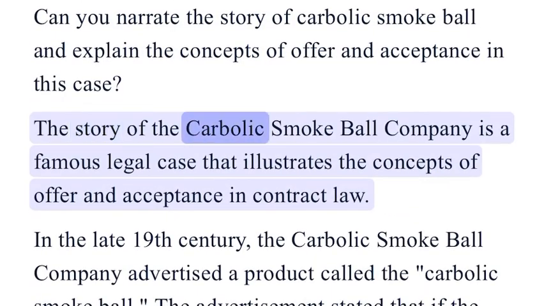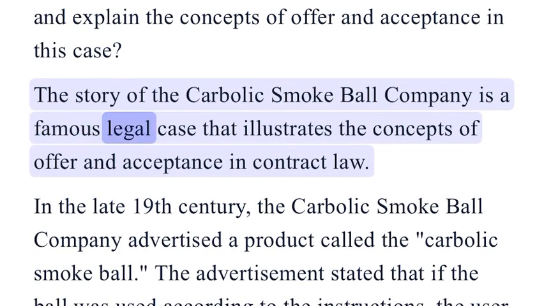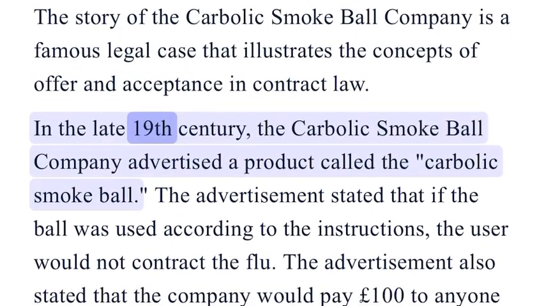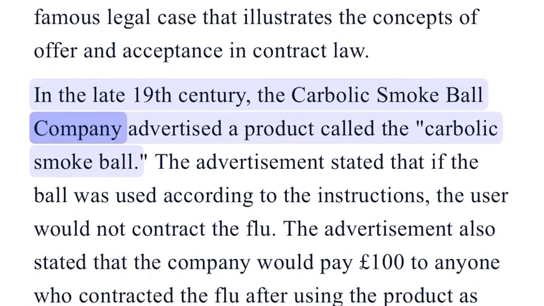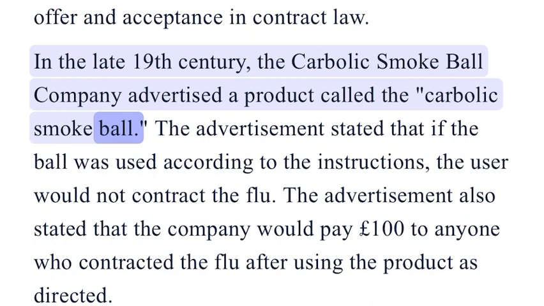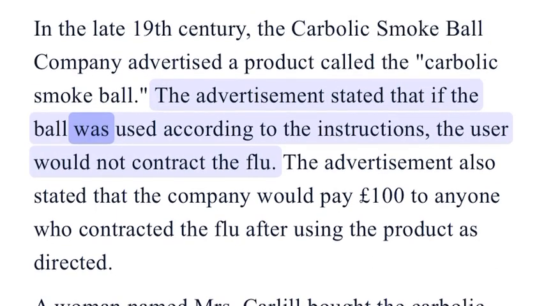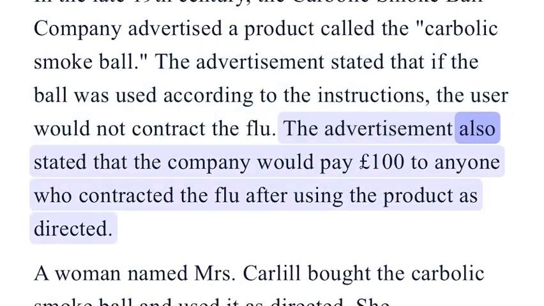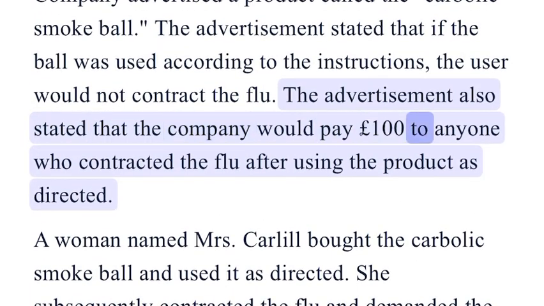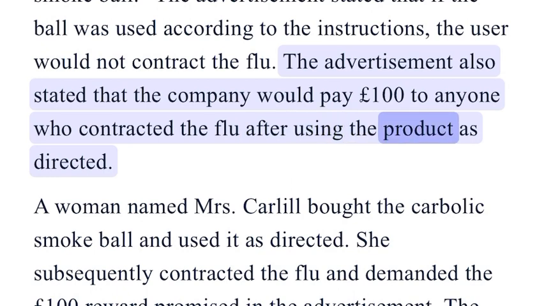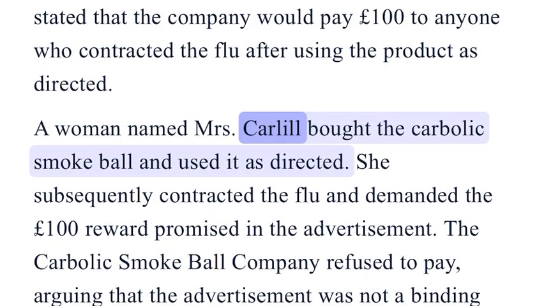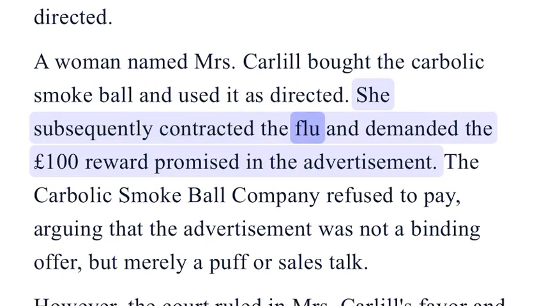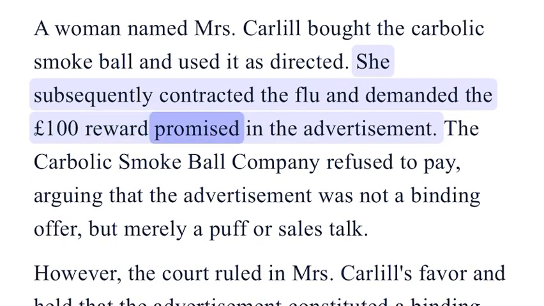The story of the Carbolic Smoke Ball Company is a famous legal case that illustrates the concepts of offer and acceptance in contract law. In the late 19th century, the Carbolic Smoke Ball Company advertised a product called the Carbolic Smoke Ball. The advertisement stated that if the ball was used according to the instructions, the user would not contract the flu. The advertisement also stated that the company would pay £100 to anyone who contracted the flu after using the product as directed. A woman named Mrs. Carlyle bought the Carbolic Smoke Ball and used it as directed. She subsequently contracted the flu and demanded the £100 reward promised in the advertisement.